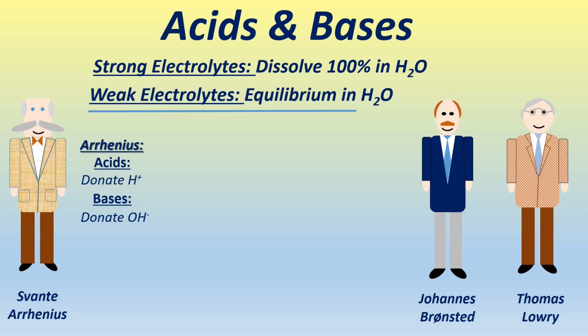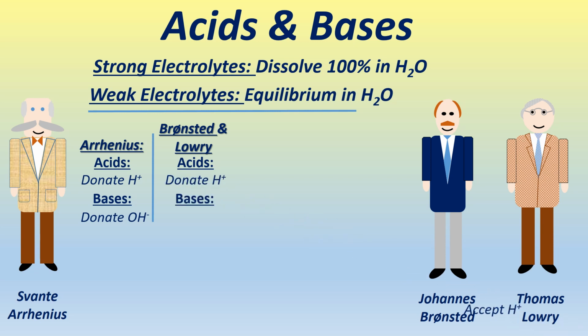Bronsted and Lowry individually came to a conclusion that was much simpler. They agreed with Arrhenius that an acid donated H plus, but stated a base was something that accepted an H plus. They basically looked at acid-base chemistry as a game of give and take. Acids give H pluses, bases take them.